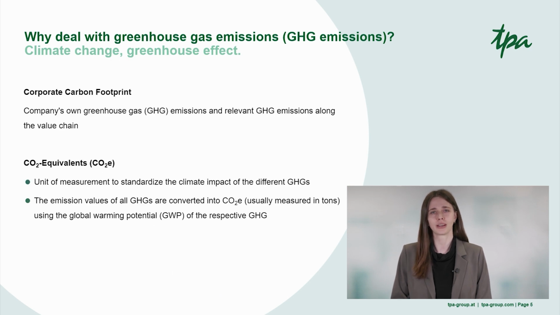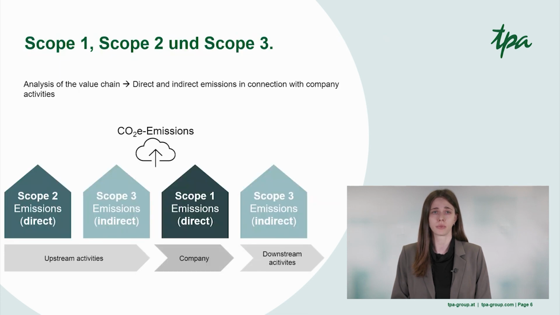The title of this webcast is Corporate Carbon Footprint. What does corporate carbon footprint mean? It includes the company's own greenhouse gas emissions and greenhouse gas emissions that result along the value chain. CO2 equivalents are a term that is often used in connection with the corporate carbon footprint. CO2 equivalents are used to standardize the climate impact of different greenhouse gases. For example, methane is around 25 times more harmful to the climate than CO2. In order to calculate CO2 equivalents, the so-called global warming potential is taken into account and the various greenhouse gases can be standardized as CO2 equivalents.